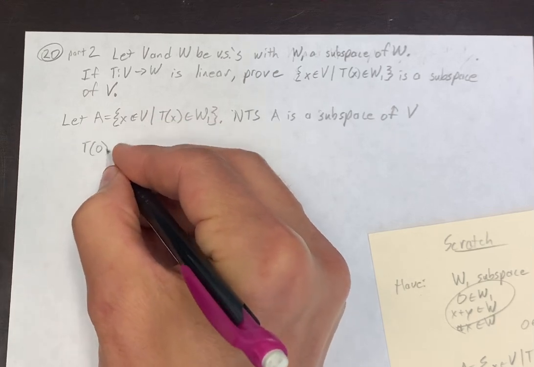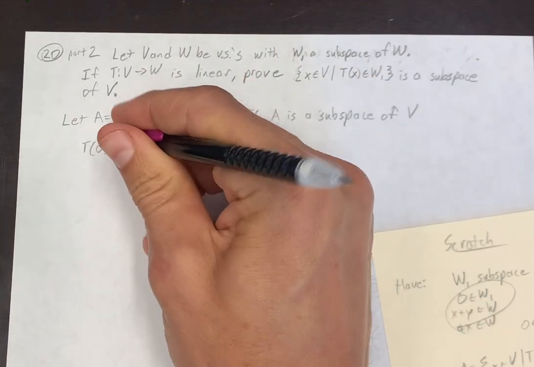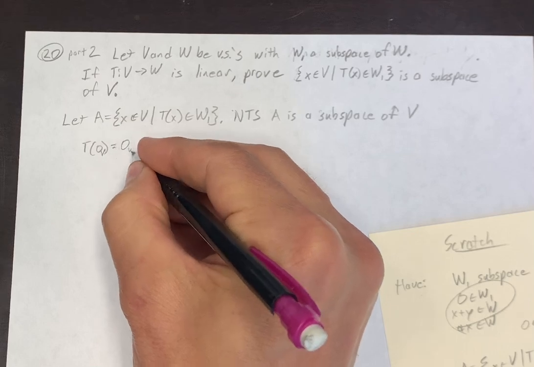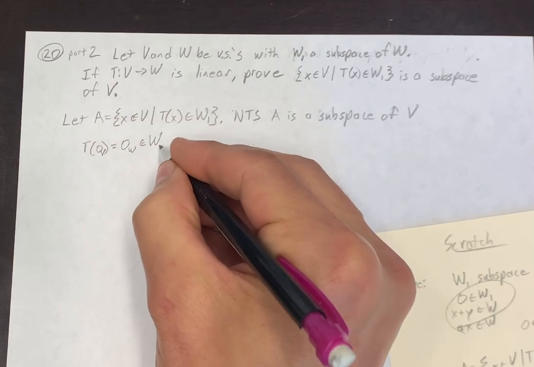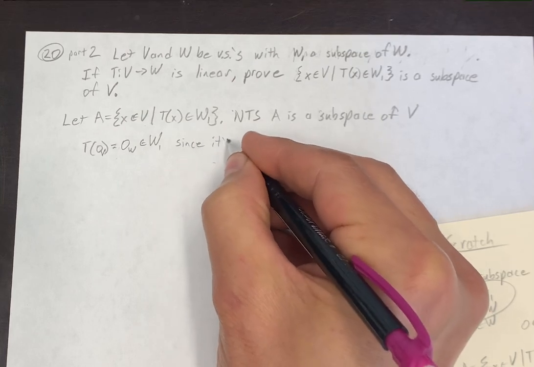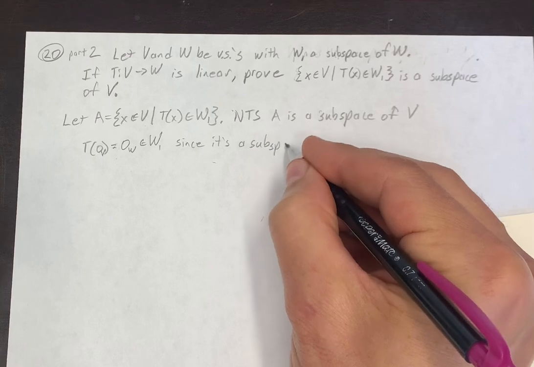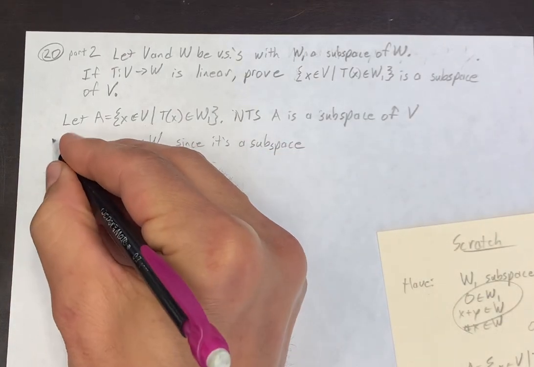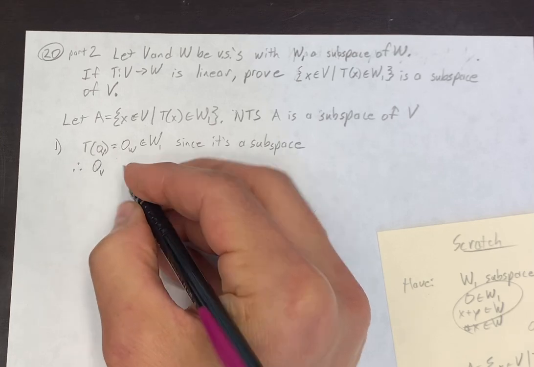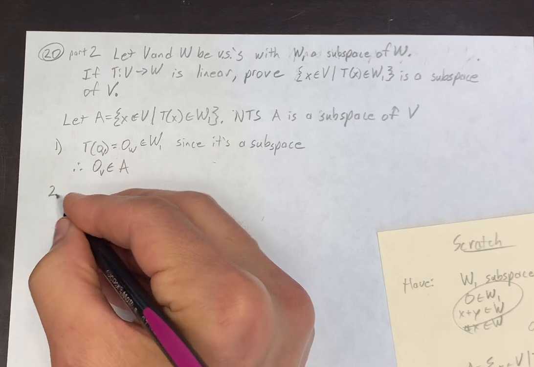T of 0 equals 0, right? So T of 0 in V equals 0 in W, which is in W1 since it's a subspace. Therefore, the 0 in V is in A. That's the first part of the subspace test.